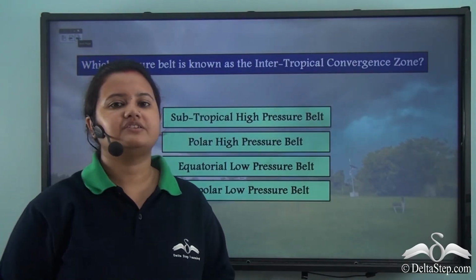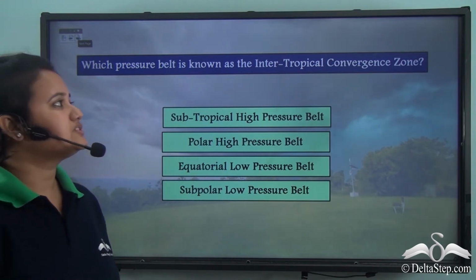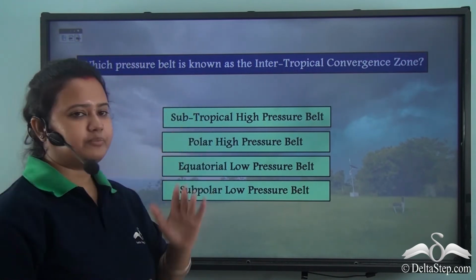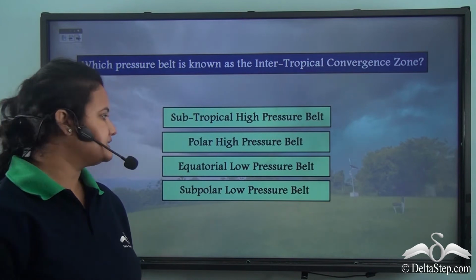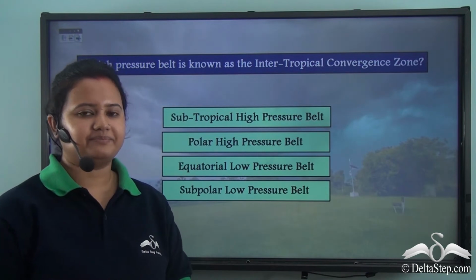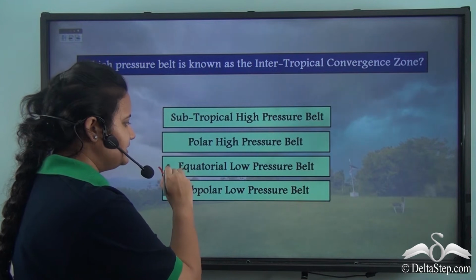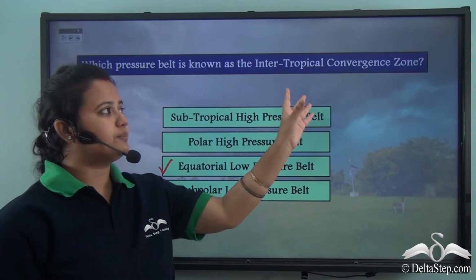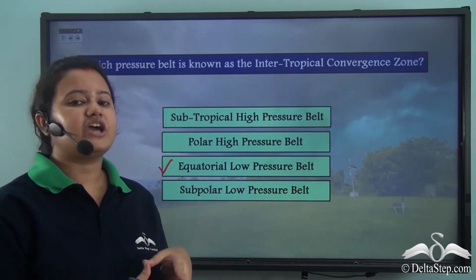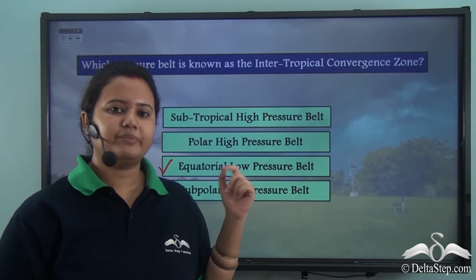Now, before we proceed with our lesson, let us try to answer this question. Which pressure belt is known as intertropical convergence zone? Is it the subtropical high pressure belt, polar high pressure belt, equatorial low pressure belt, or subpolar low pressure belt? Well, the correct answer is equatorial low pressure belt, which is also known as intertropical convergence zone, because here both the trade winds converge at the equatorial region. So the correct answer is equatorial low pressure belt.